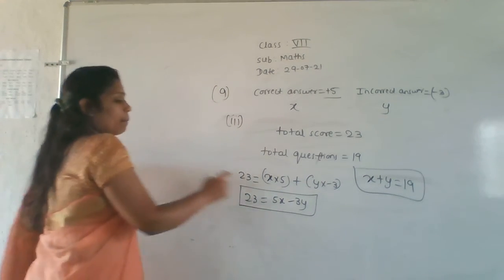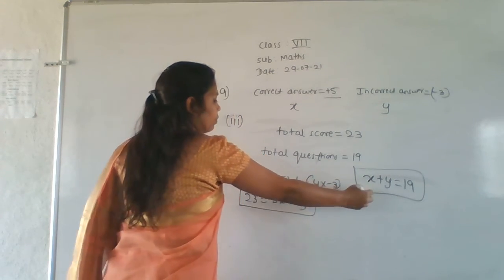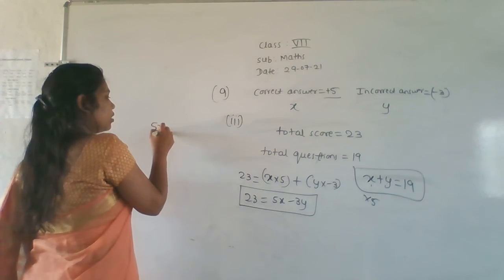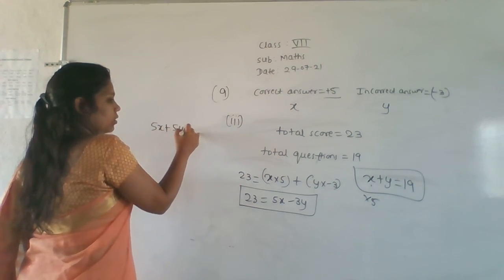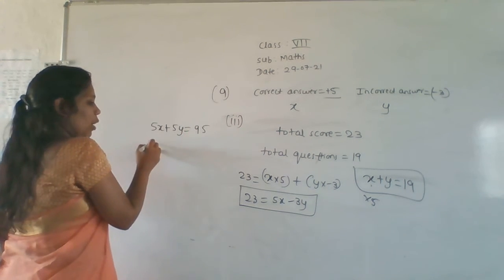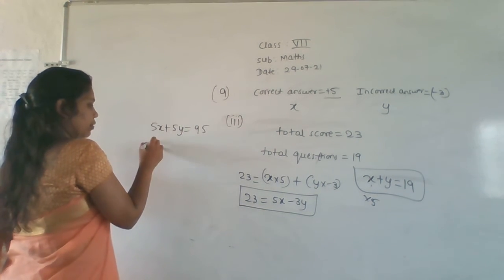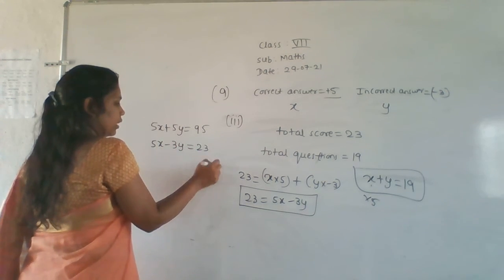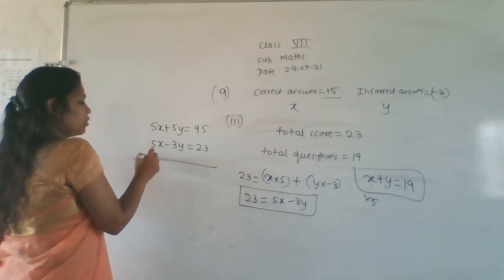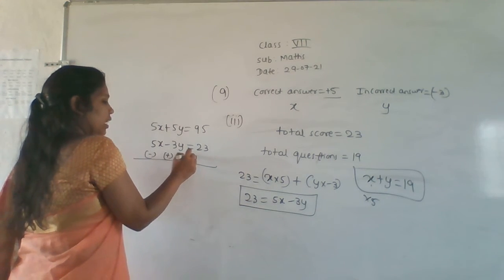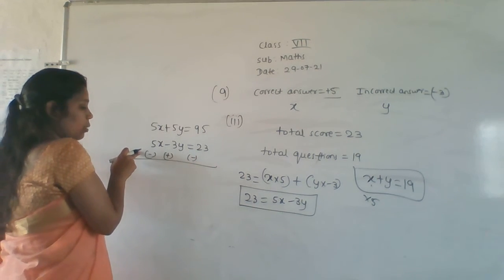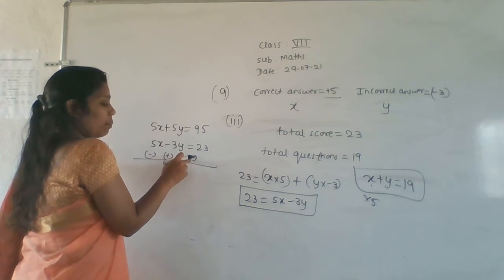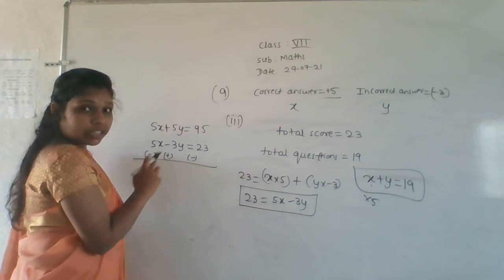We have to multiply this equation by 5. We will get 5x plus 5y is equal to 95. Now write this equation below this one: 5x minus 3y is equal to 23. Now change the sign here. If it is a plus, change it to minus. If it is a minus, change it to a plus. Like that you have to exchange the signs here.